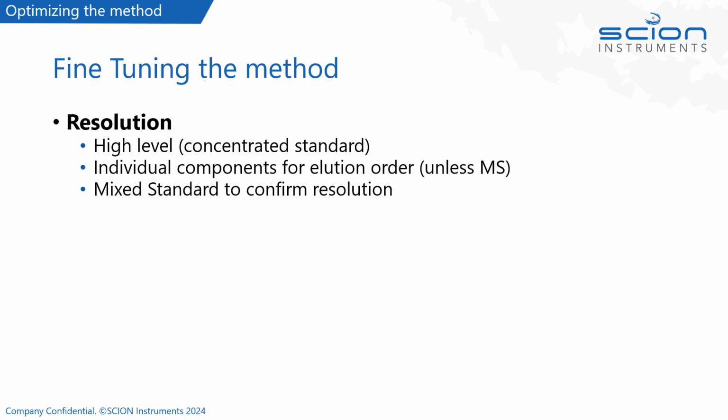So there's a few things that we're looking for. One that's obviously really important is the resolution. You want to make sure that all the target analytes you're looking at are cleanly separated. I would always start with a high level or a concentrated standard. Ideally, you would run these individually, so then you can confirm your elution order, unless you're using a detector like mass spec, where you can use the spectra using a library search to confirm the identity. Once I've done that, I would create a mixed standard, and then I would run that, and that would give you confirmation that all the peaks are resolved from each other, there's no co-eluting, etc.